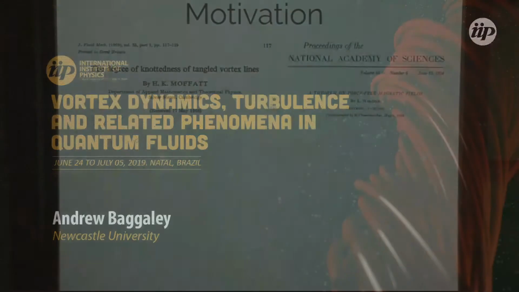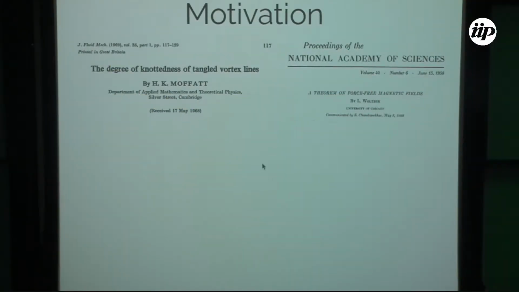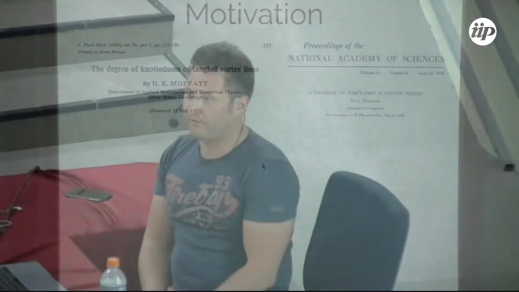So the motivation comes from these two seminal papers, which many people will be familiar with. On the left, a paper by Keith Moffatt introducing the concept of kinetic helicity. On the right, Woltjer, that's probably a terrible pronunciation, who introduced the concept of magnetic helicity. These ideas are a way to quantify the amount of twisting or braiding of either magnetic field lines, magnetic flux tubes, or vortices in a classical fluid.